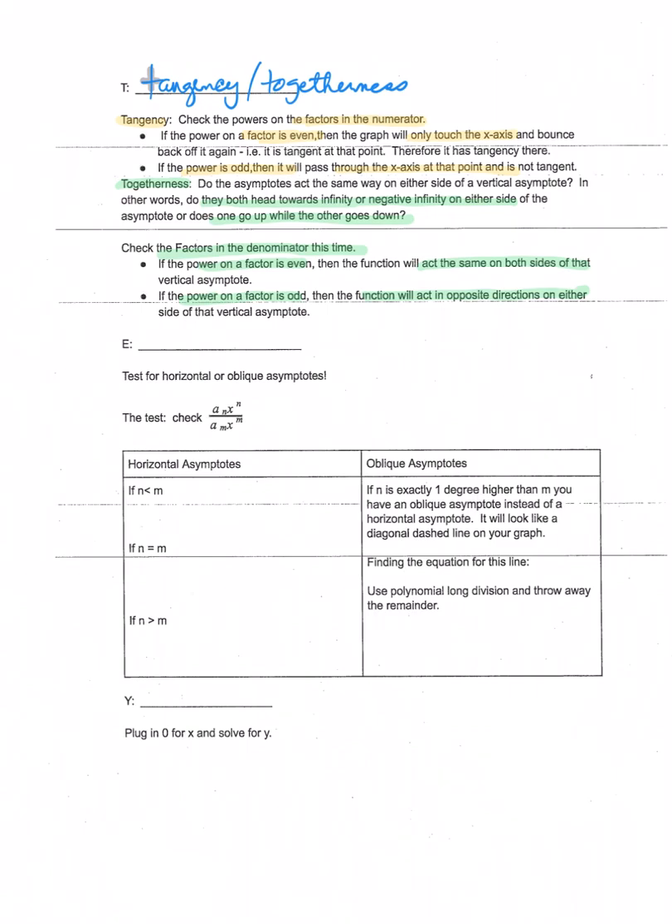All right. So E, end behavior. End behavior is the hardest one and the one everybody messes up the most. Believe it or not. You have to test to see if you have horizontal or oblique asymptotes.